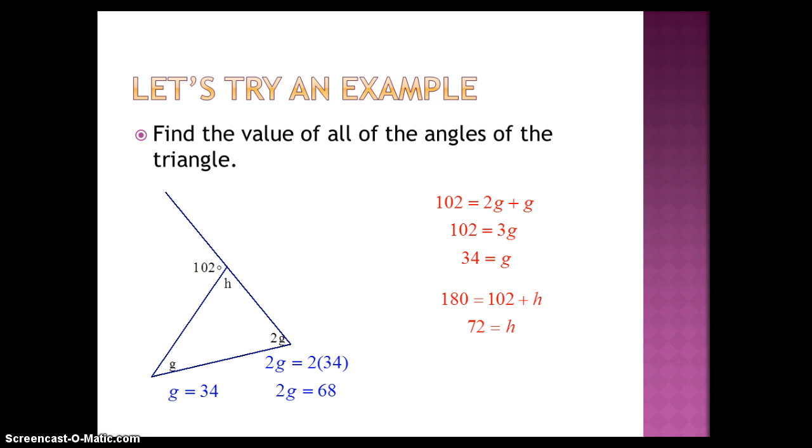To find angle H, well, we know the angles of a triangle have to add up to 180. Or we also know that H and 102 have to add up to 180 because they're supplementary or a linear pair. So 180 equals 102, the sum of these two angles, or the total of the angle that is supplementary to it, plus H. It's going to give me 180, and when we use the subtraction property of equality, we get H is 72. So our final angle is 72.